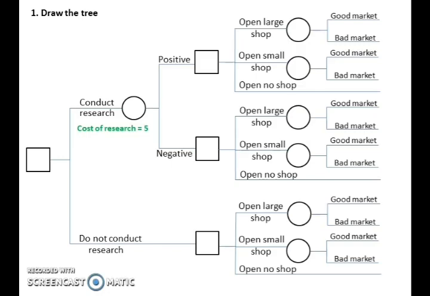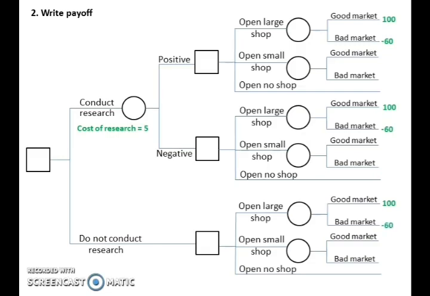After the tree is drawn, write the payoff at the right end of the tree. From the payoff table, it can be seen that if Misha opens a large shop and the market is good, she will get a profit of 100,000. So write 100 here, here, and here. And if the market is bad, she will lose 60,000. So write negative 60 here, here, and here.